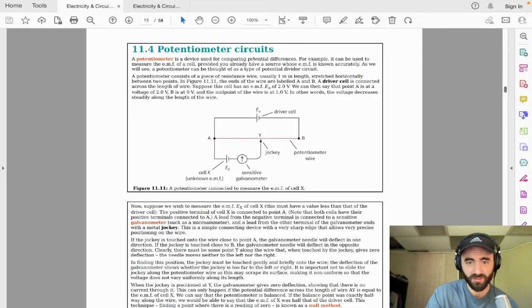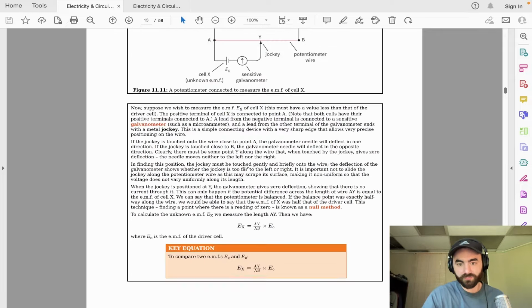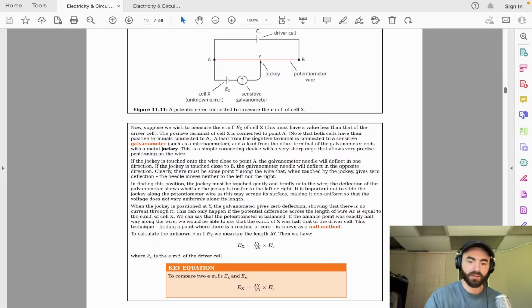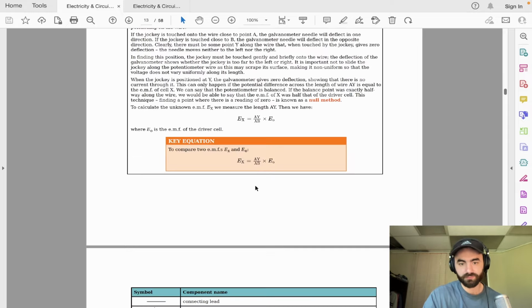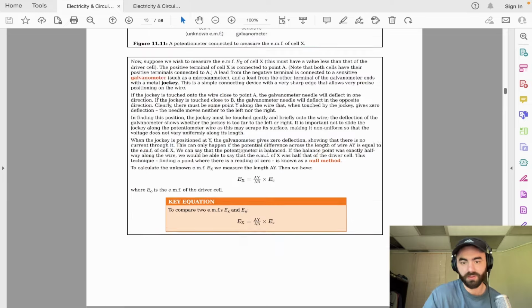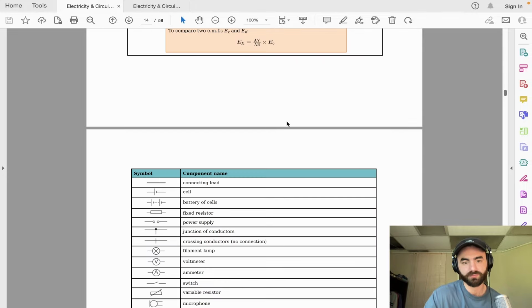Potentiometer. This is basically a length of string and we vary the length, and this varies the EMFs supplied. It compares EMFs basically. We'll do a question on this and a question on this, so do not fear.